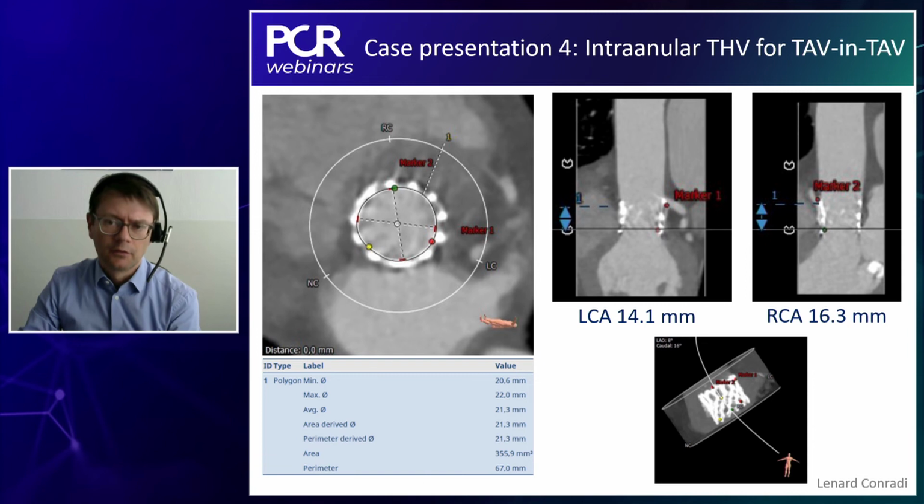So then, of course, you have to think more about what's best for the coronaries. And I think keeping the neoannulus as low as possible might be helpful to re-engage the coronaries in this kind of anatomy. So I think I would also go for an intraannular self-expanding valve in this situation.